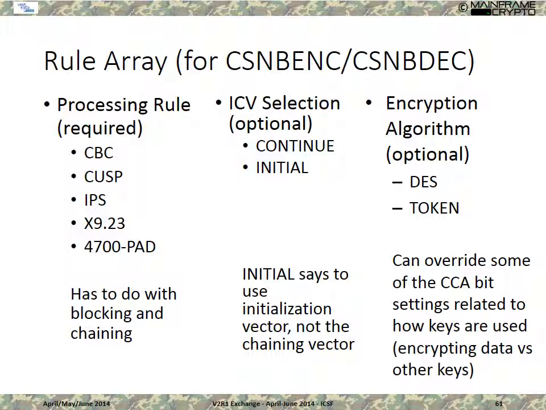And then the last rule array parameter is DES or token. That has to do with manipulating some of the CCA bits within the environment. If you need to do some things outside of CCA, you might use that token value to manipulate those bits and let it override the bit settings.